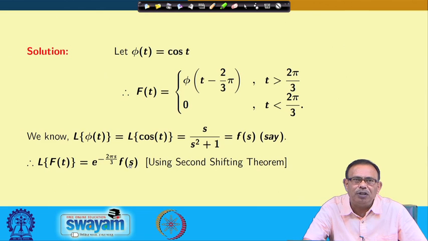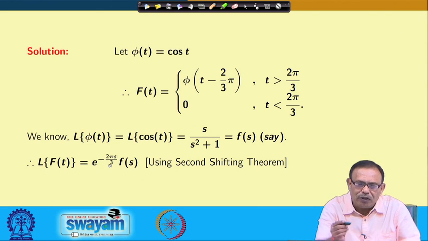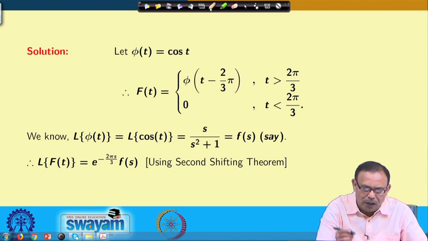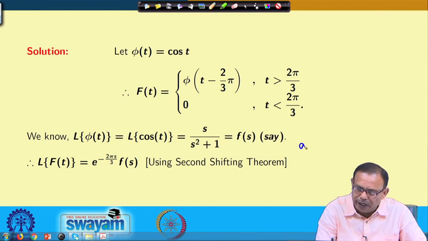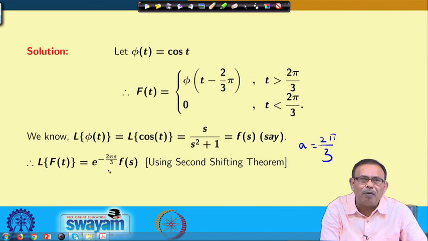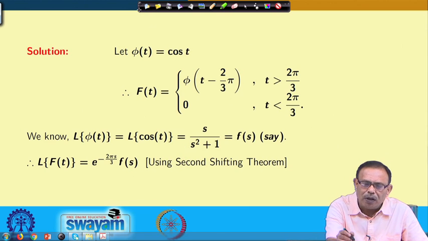So that it becomes e power this particular thing. In this particular case, your a is 2 pi by 3. So that you will obtain Laplace transform of f t equals e power minus 2 pi by 3 into F s using the second shifting property. Whenever I am using the property, it becomes very easy for us to find out the Laplace transform of unknown functions when I know the Laplace transform of certain known functions.